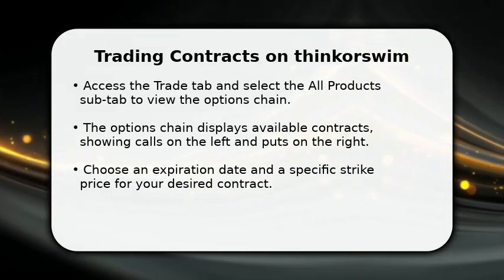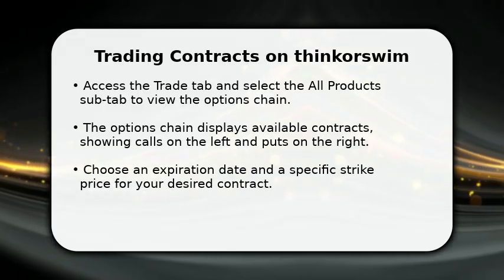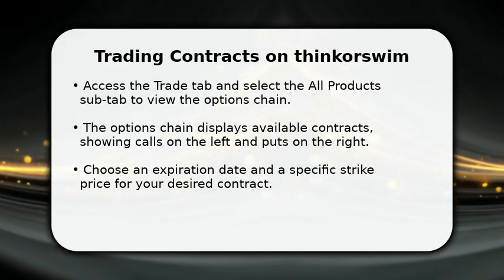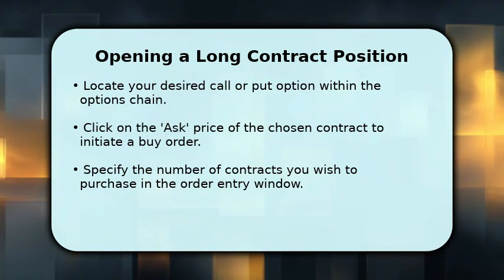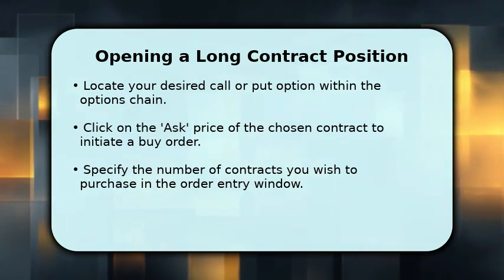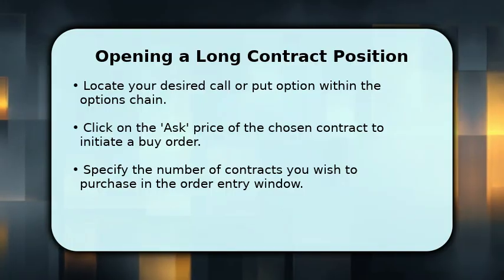Remember, each standard options contract controls 100 shares of the underlying stock. It is crucial to familiarize yourself with this layout before placing any trades. To buy an options contract, also known as opening a long position, first find the specific call or put option you want to trade in the options chain.